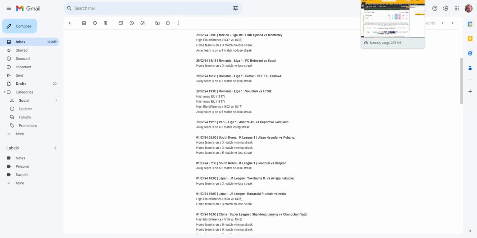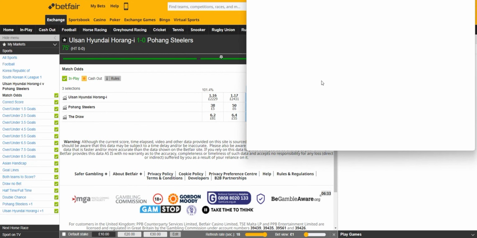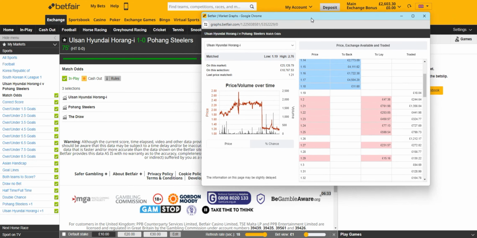So let's actually go to the match. And the reason I picked this match is because this match is actually in play. So we can actually see live the result here. And the result is that Ulsan took the lead on 52 minutes. They're 1-0 up. And they're now trading below 1.2. Okay, that's cool. But what does that mean? What were the pre-match prices? Well, yeah, that does matter. So what we're going to do is we're going to have a look at the Betfair graphs.